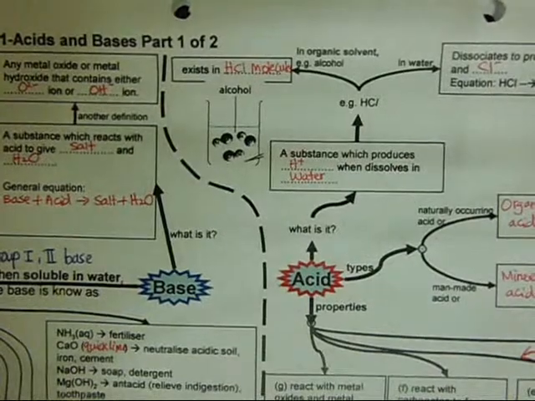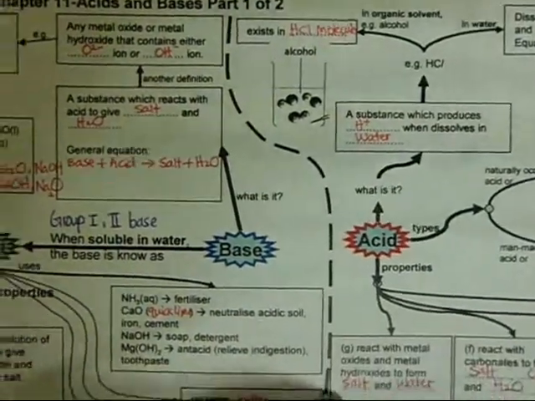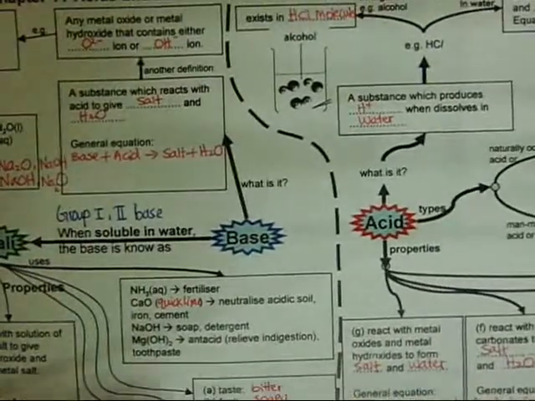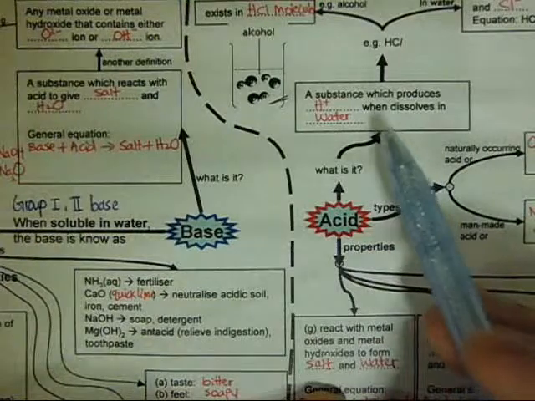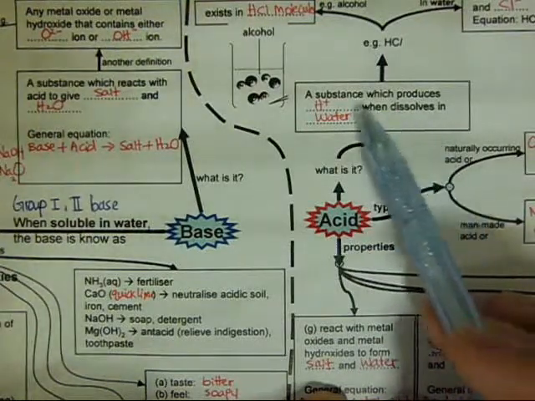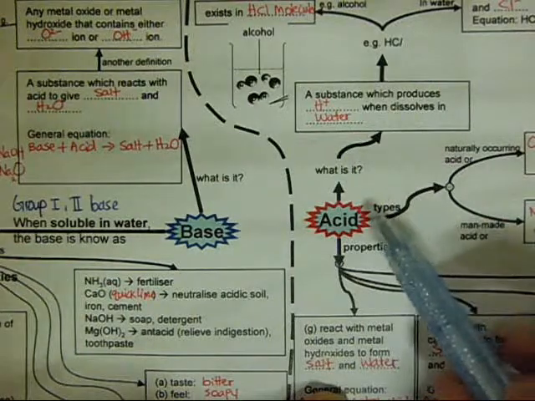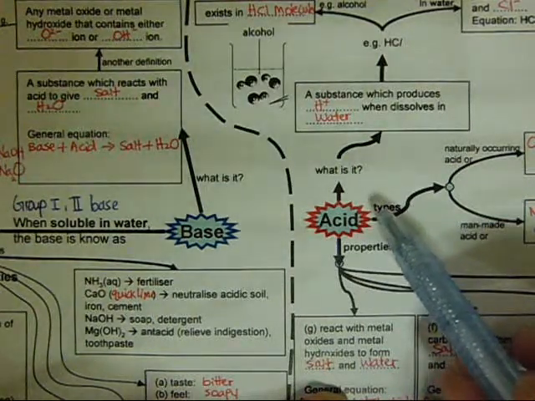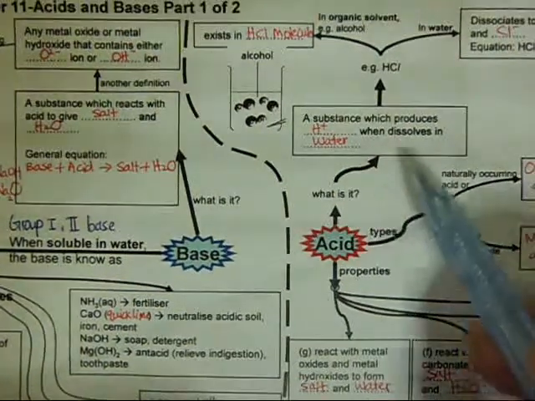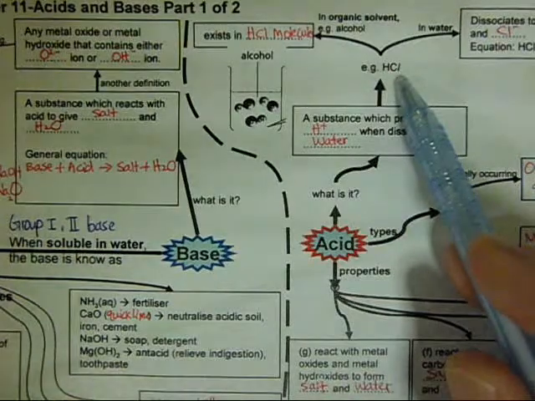This lesson is on acids and bases. So we'll start off with acid. What is an acid? This is the definition of acid: a substance which produces hydrogen ion, or H+, when dissolved in water. So when acid dissolves in water, hydrogen ions are produced. An example of acid would be HCl.